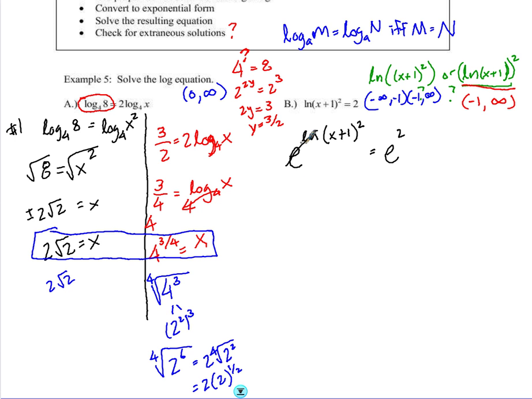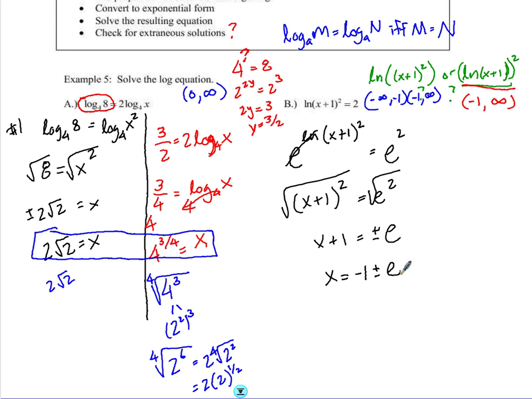And since I have a squared, I can square root to get rid of those. So x plus 1 is equal to plus or minus the square root of e squared, which is just going to be e. And then when I subtract 1 from both sides, x is going to be equal to -1 plus or minus e. Again, both those solutions are going to be solutions because neither of them is equal to negative 1.